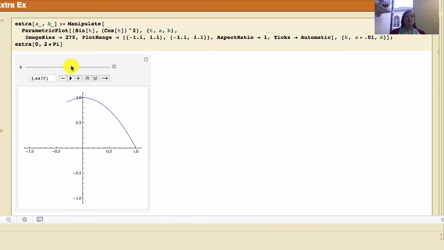And then as t increases from pi to 3 pi over 2, the graph moves from the point (0, 1) on the y-axis to the point (-1, 0) on the x-axis. As t increases from 3 pi over 2 to 2 pi, the path of the particle moves from (-1, 0) back to the initial point at (0, 1) again. So we see this particle is oscillating back and forth along this portion of the graph of the function y equals 1 minus x squared.